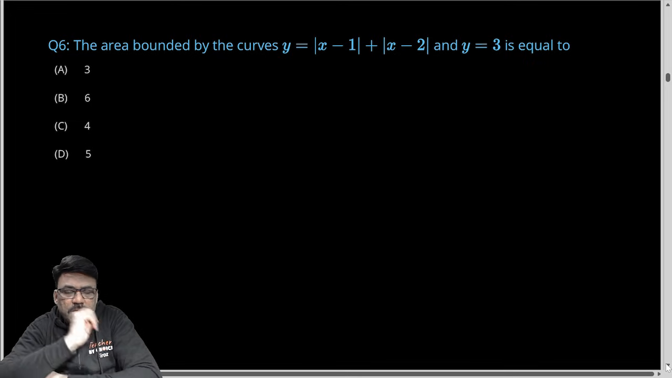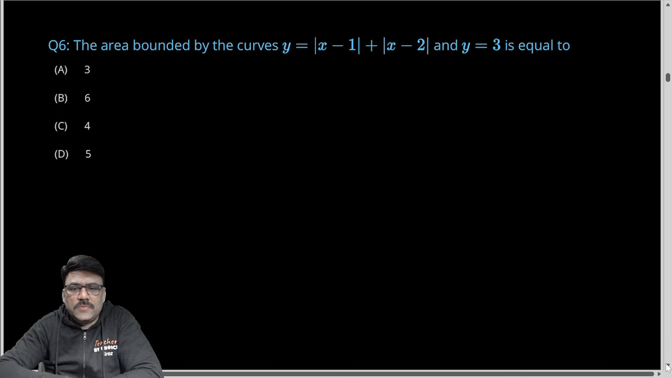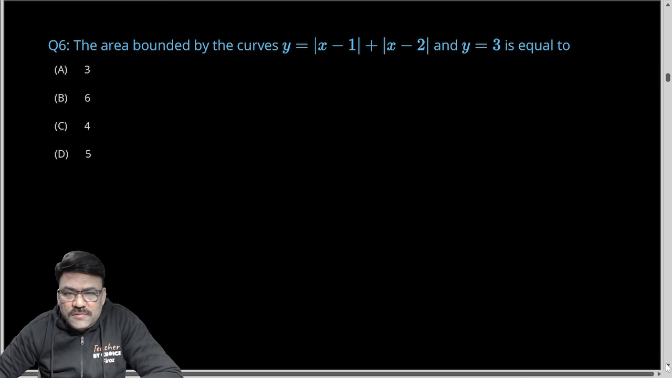See this question. This is from area. We have to get the area bounded by this curve and y is equal to 3. Area bounded by this curve and y is equal to 3. So let's draw this curve first.